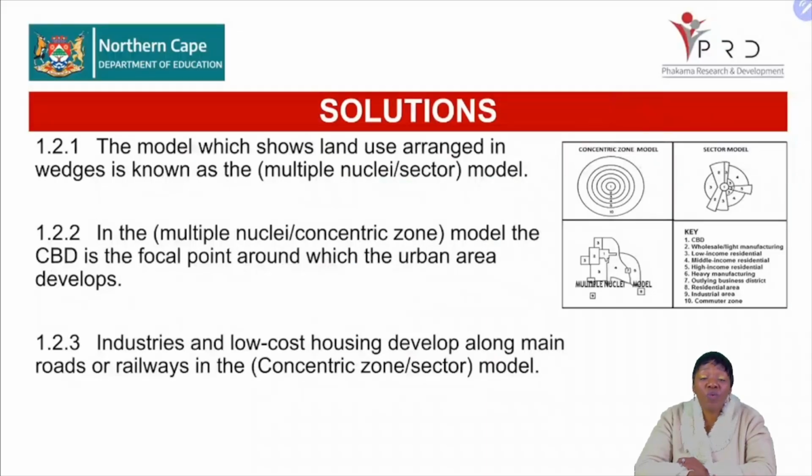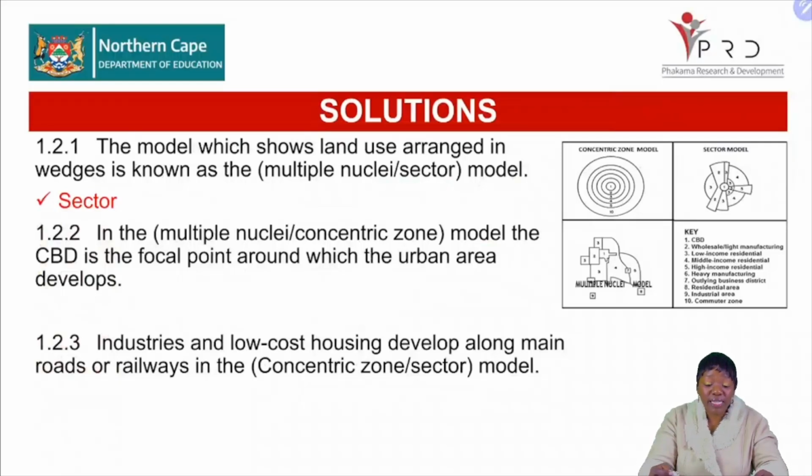Right, Grade 12, I hope we're still together. So looking at our first question there, the model which shows the land use arranged in wedges. Remember the key, it was the wedges there. So we're looking at the sector because we are given the multiple nuclei as well as the sector. So the wedges, you can see this is the piece and this is the piece and then another one. So we call these the wedges. Hence our answer is a sector.